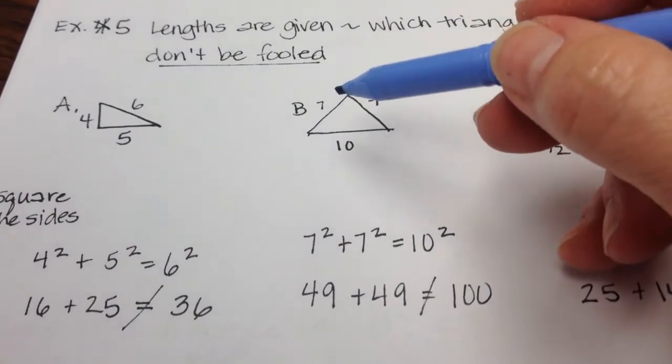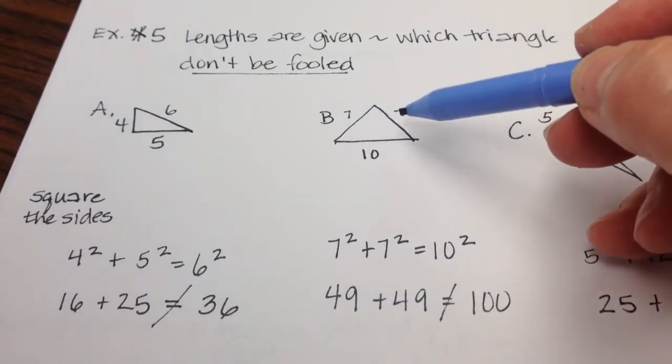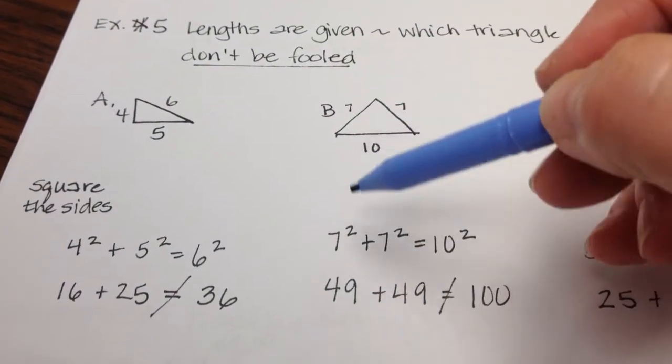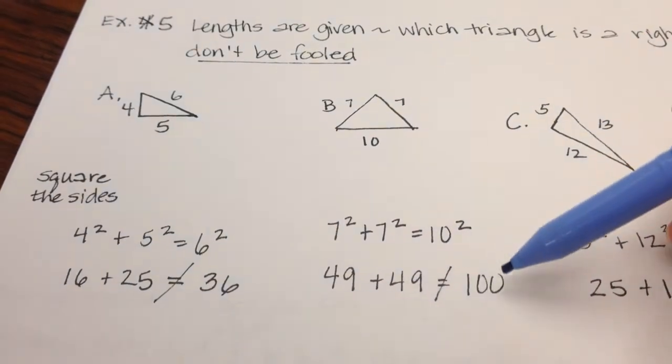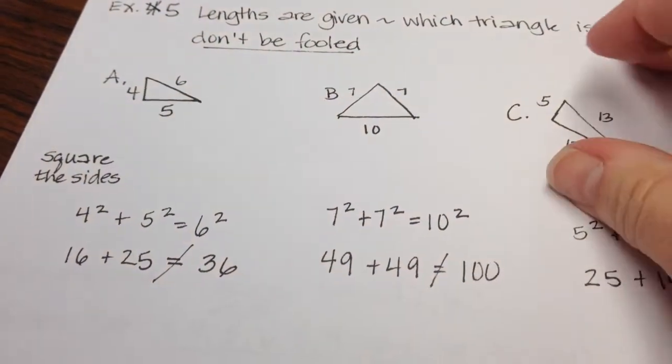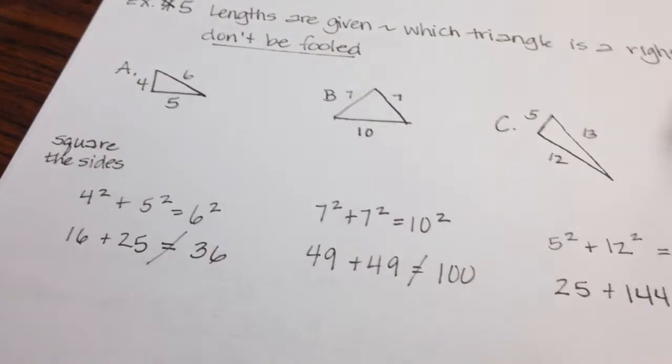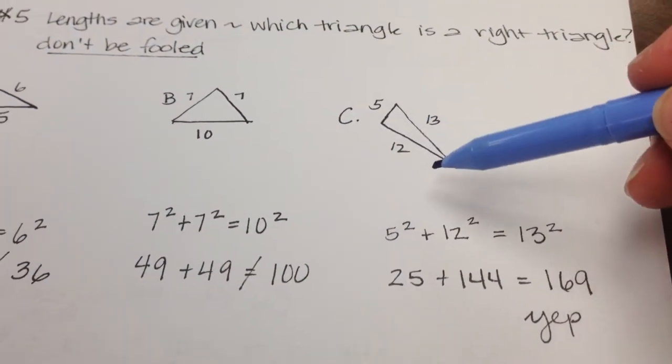What about this one? 7 squared plus 7 squared should equal 10 squared. So 49 plus 49, does that equal 100? No, it does not. That is not a right triangle. Well, what about this one?